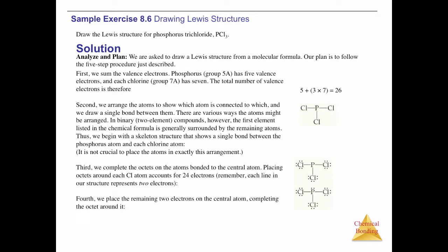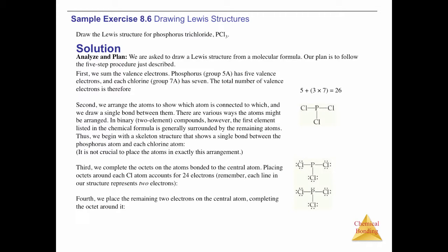First, we're going to sum the valence electrons. Phosphorus has 5 valence, and each chlorine has 7 for a total of 26. Second, we arrange the atoms to show which atoms are connected to which, and we draw single bonds between them.